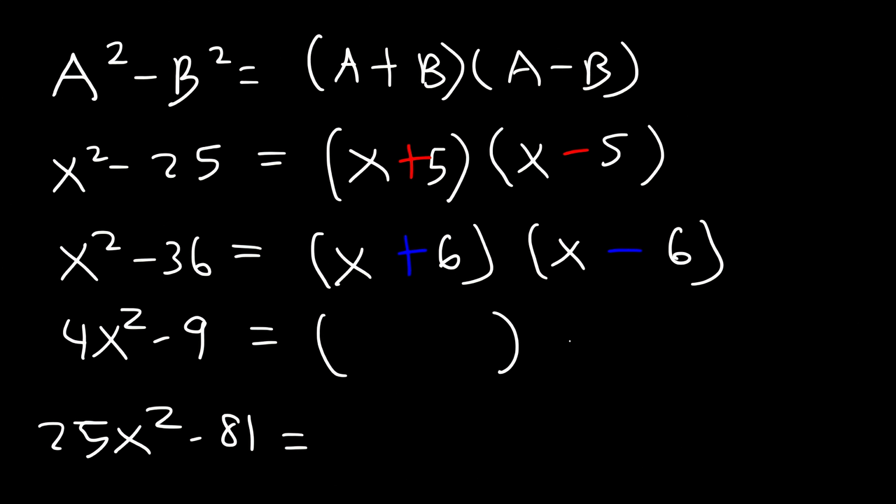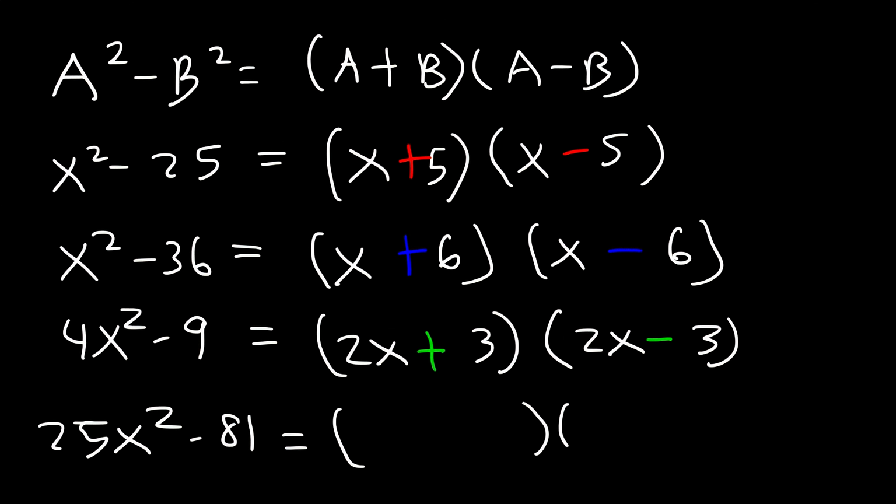Now for the next example, the square root of 4x squared is 2x. The square root of 9 is 3. So it's going to be 2x plus 3 and 2x minus 3. The square root of 25x squared is 5x. The square root of 81 is 9. So the answer is 5x plus 9 and 5x minus 9.